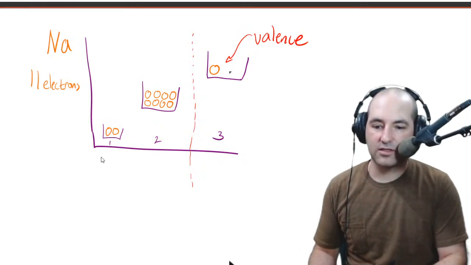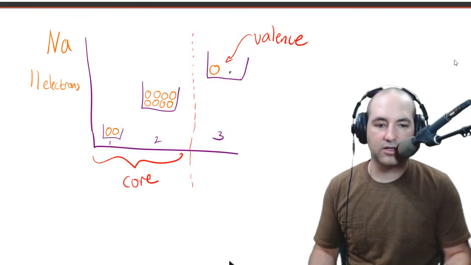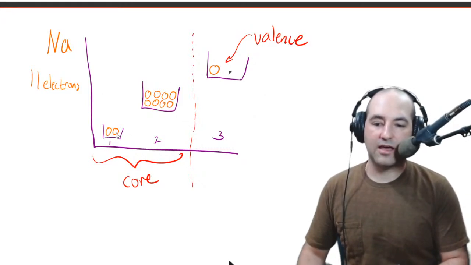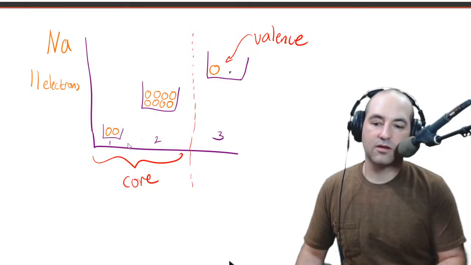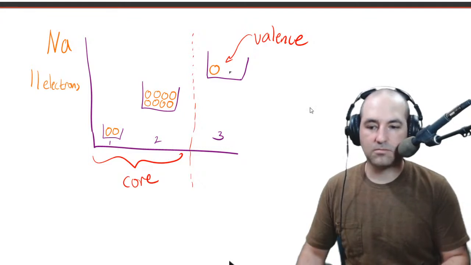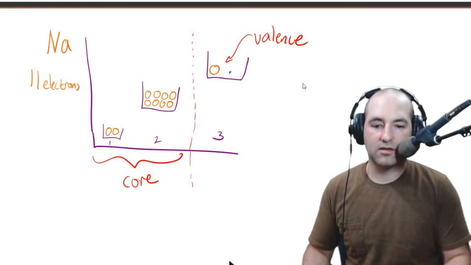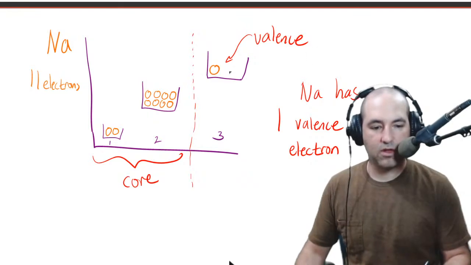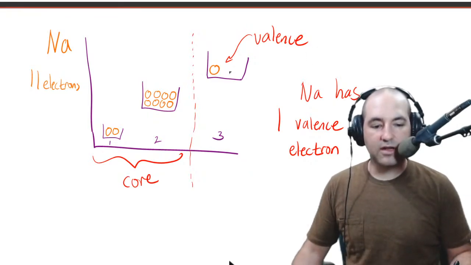So these are the valence electrons, and all the rest of them together are the core electrons. Now, if we only had, let's say, 3 electrons, then number 1 would be the core, and number 2 would be the valence. So we would say that a sodium atom has 1 valence electron and 10 core electrons.